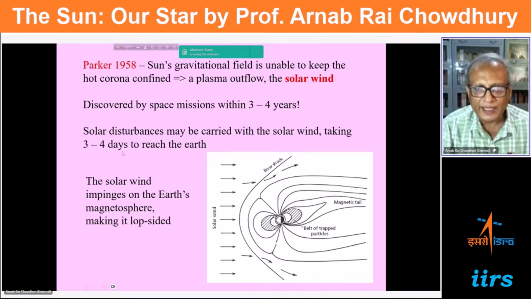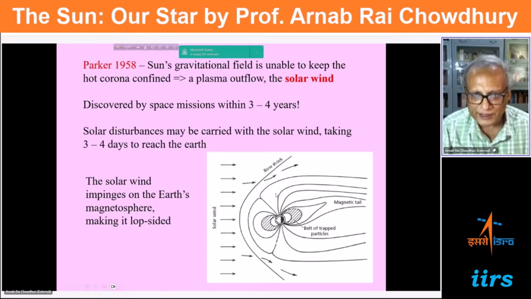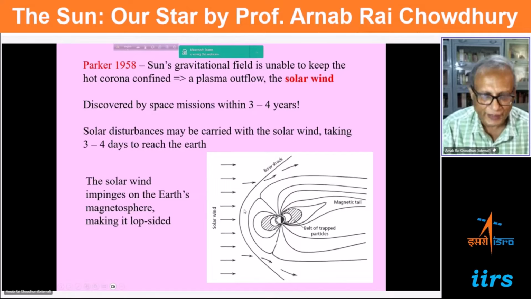And you know that the light takes about 8 minutes to travel from the sun to the earth, whereas the solar wind takes about 3 to 4 days to cover the sun-earth distance, and the debris of the solar disturbances are carried in the solar wind. That's why after a major solar disturbance, the Earth is affected typically 3 or 4 days later. And the solar wind impinges on the Earth's atmosphere and makes it lopsided like this. And I believe some of the other speakers will discuss the solar wind magnetosphere interaction.